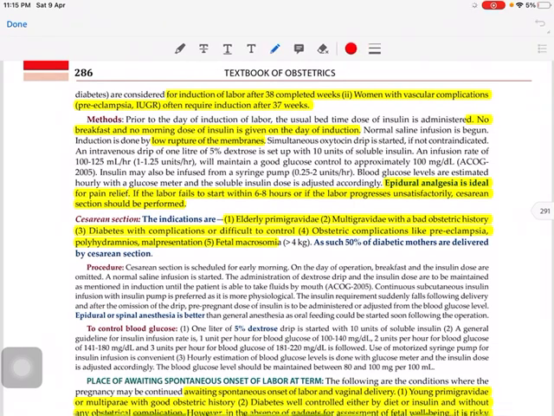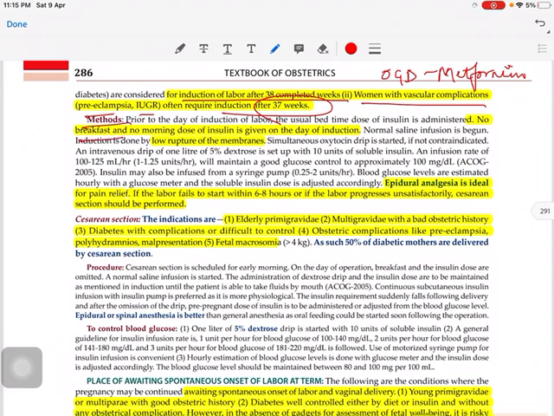Generally, oral glycemic agents are contraindicated in pregnancy, but we can give metformin if the lady is not accepting the insulin. Induction of labor at 38 weeks. If the woman has vascular complications like preeclampsia or IUGR, after 37 weeks you have to induce.